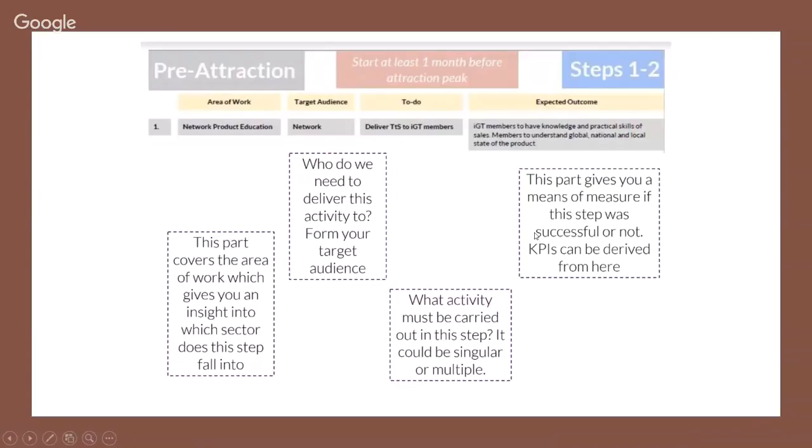For example, we know that in attraction we should do stands, but if we don't have the expected outcome, like a specific number of sign-ups, we will not realize if this activity that is part of the standard operating procedure was successful or not. So we need to be really clear about the outcome that we need, so that people understand the importance of each step.